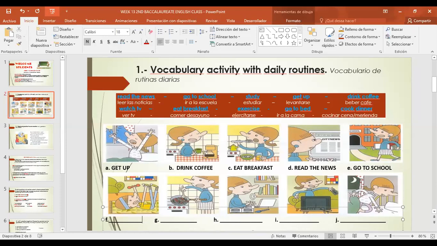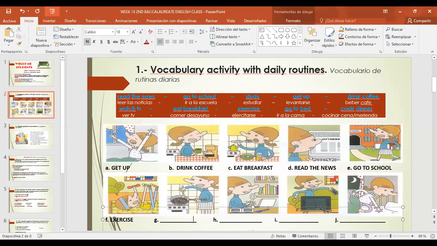Vamos con el F. Ok, quickly, guys. Hurry up. Ok, la F, ¿cuál iría? Un chico haciendo ejercicios. Ejercicios. No Spanish. English. Exercise. Yeah, very good. Letter G, vamos con la G.